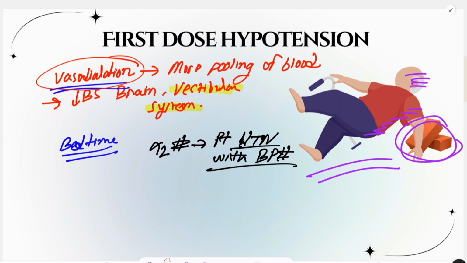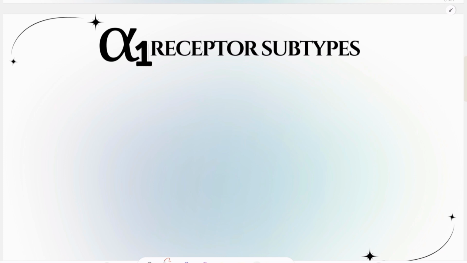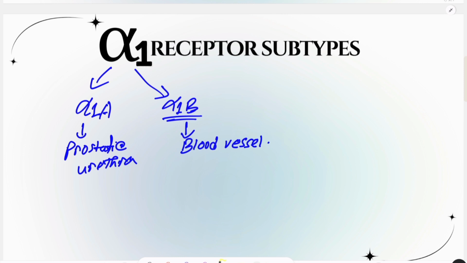So what will we do? The researchers have done further work and found out that alpha 1 receptors are further divided into two types. One is alpha 1A and one is alpha 1B. The prostatic urethra contains the alpha 1A receptor, whereas the alpha 1B receptor is located on blood vessels. Remember, this is B and B stands for blood vessel. So the alpha 1B receptor is located on blood vessels and the alpha 1A receptor is located on the prostatic urethra.